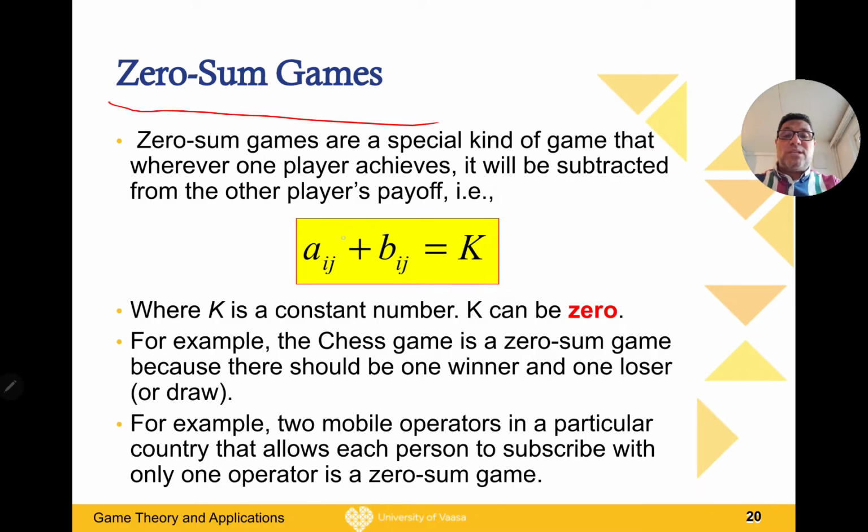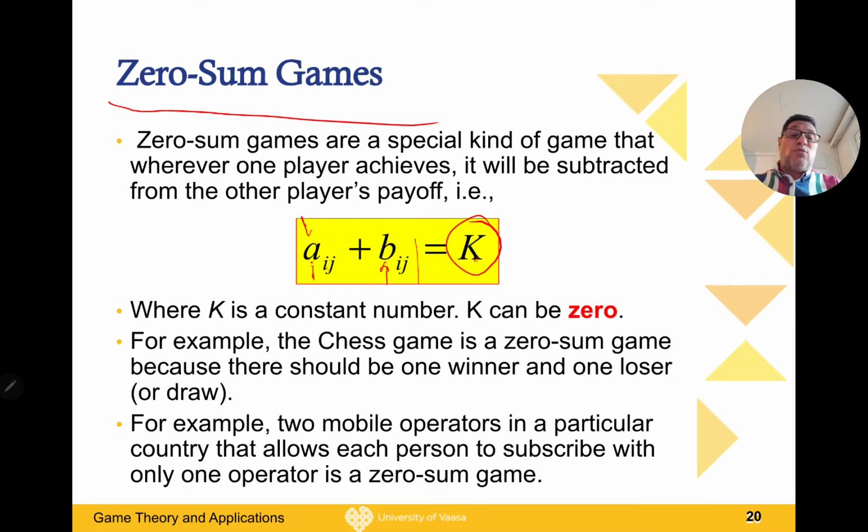So in this case, we say that Aij plus Bij equal to K, and K is constant. It means that if you increase B, it will reduce A by the same amount. If you increase A, B will be decreased by the same amount. So it is always a zero-sum game. Of course, K can be zero. Generally K can be any number, but it can be zero.